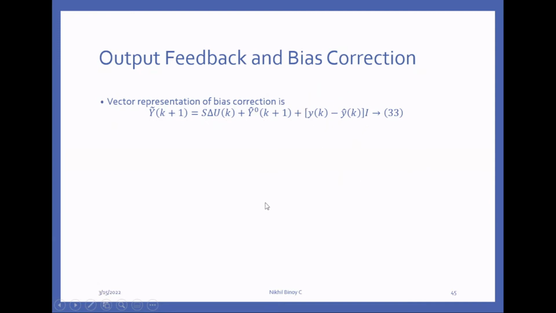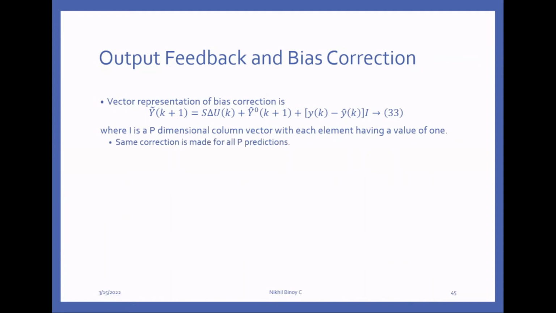So the corrected multi-prediction Y nu(k+1) is equal to S into delta U(k) plus Y cap 0(k+1) plus y(k) minus y cap(k) into I. Okay. So now please note this I is a P dimensional column vector with each element having a value of 1. That's I.